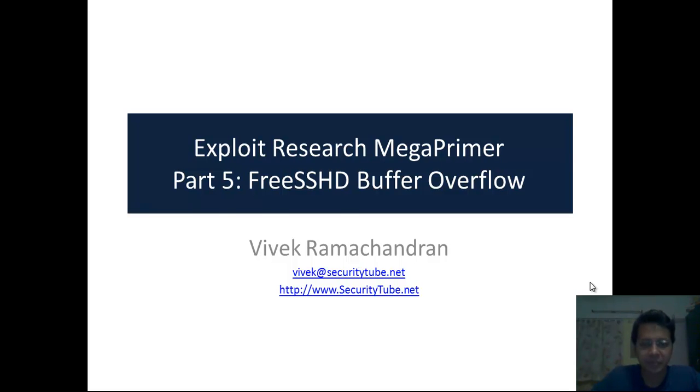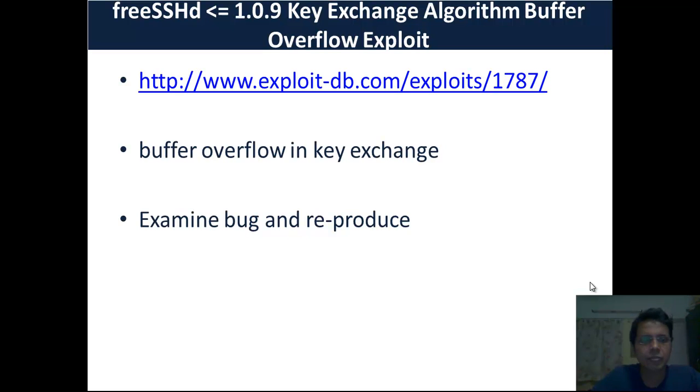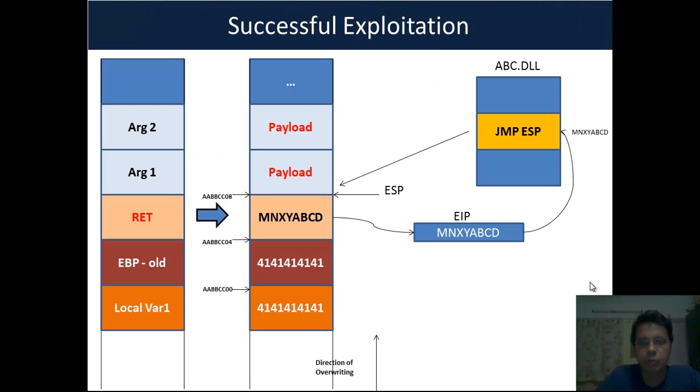Okay, so let's begin. In this video we will look at how to exploit a vulnerability in the free SSHD server, and this vulnerability exists in the key exchange algorithm and causes a buffer overflow. I have given you the link to the ExploitDB vulnerability disclosure. Have a look at that, and after that we'll try to reproduce this bug, and we will use the exact same technique, which is basically the jump to ESP. So this is also a vanilla plain buffer overflow exploit.